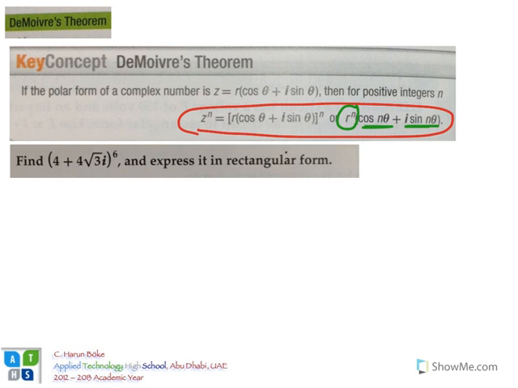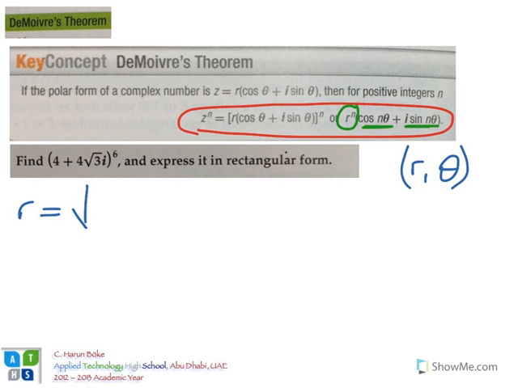Now here the question says find (4 plus 4 root 3i) to the power 6 in brackets and express it in rectangular form. So here first we have to change it into polar form, take the 6th power and then change it back to rectangular form. To change this complex number into polar form, we need to find r and theta. So let's calculate r first.